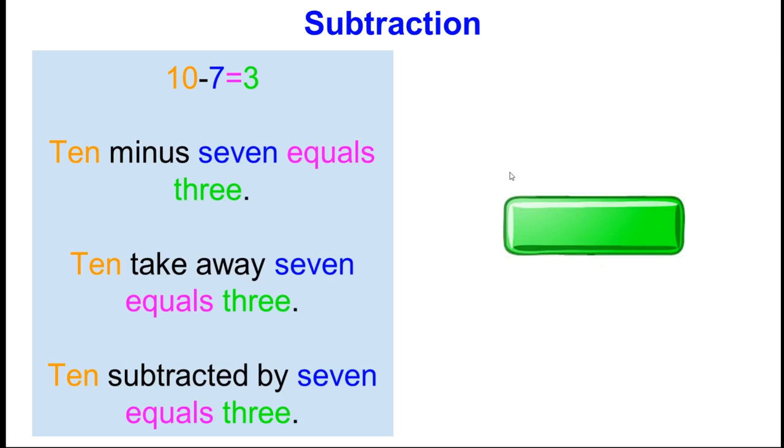Here's another example. We have here, you can see our numbers 10 and the 7 and the 3. We say 10 minus 7 equals 3, or 10 take away 7 equals 3. Or sometimes you may also hear, or you can say 10 subtracted by 7 equals 3.